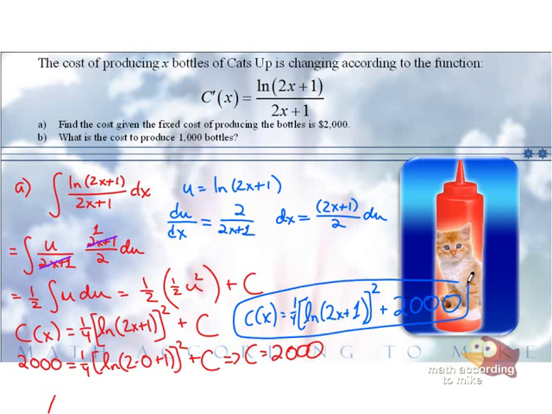So how would we do part B? Plug in 1,000. Now it's not going to be the prettiest number. So if you would round it to 2 decimal places.